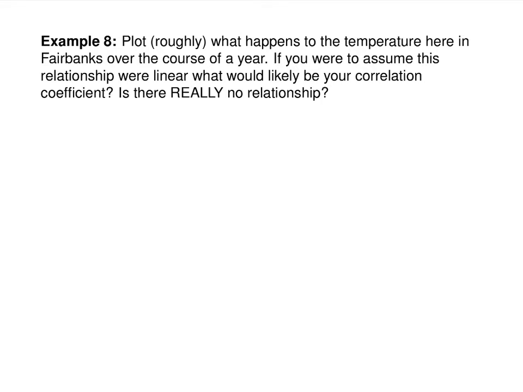And so I brought this up already, but plot roughly what happens to temperature here in Fairbanks over the course of a year. So if we start our year in January, 0, 1, 2, 3, 4, 5, there's May, June, July, August, September, October, November, December. Did I put an extra one in there? Crap. Renumber. Reletter. January. February.